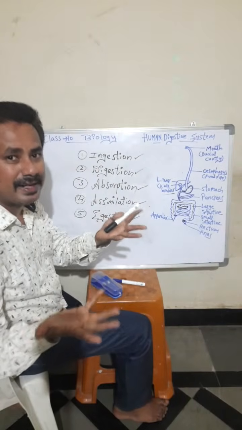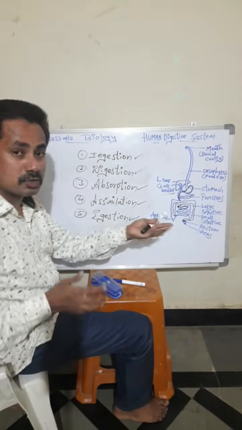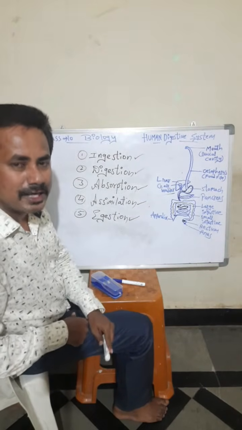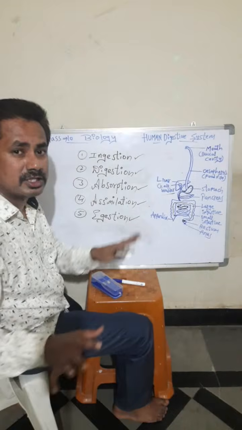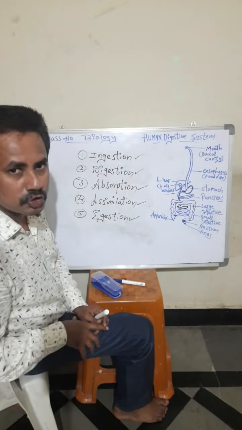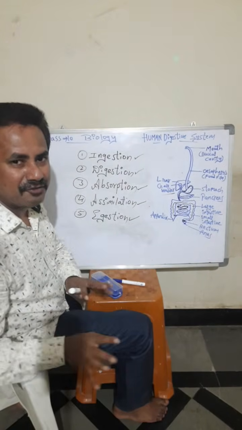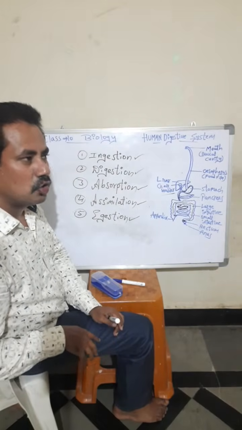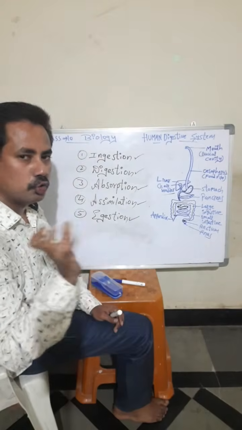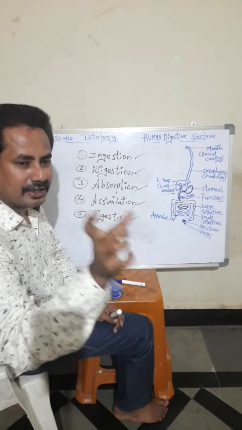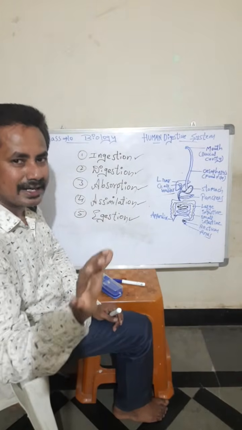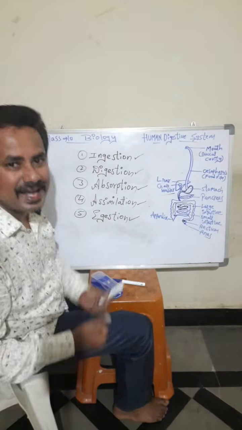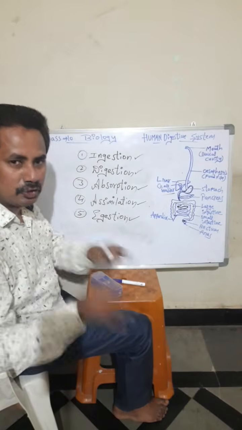Intestinal juice will be released. The small intestine also has intestinal glands. They release intestinal juice. Intestinal juice finally converts carbohydrates into glucose. Now I am telling very fast. Already I have explained. Just now revising. So carbohydrates will be converted into glucose. Fats are converted into fatty acids and glycerol. Proteins are converted into amino acids. That will be absorbed by villi in the small intestine and sent into the blood.